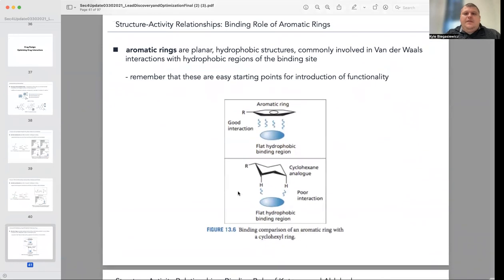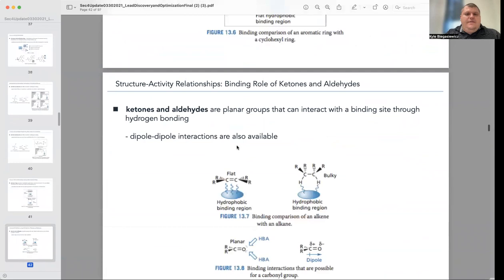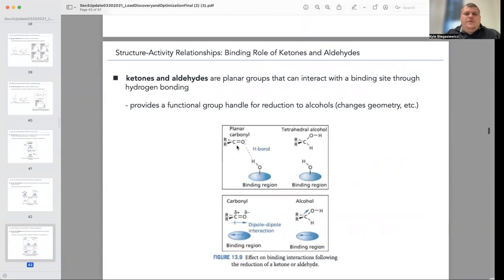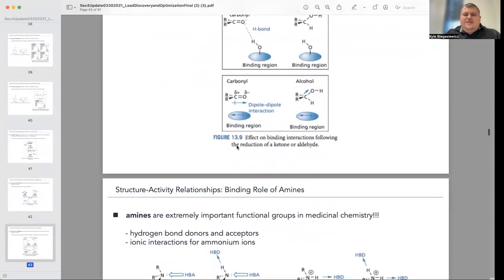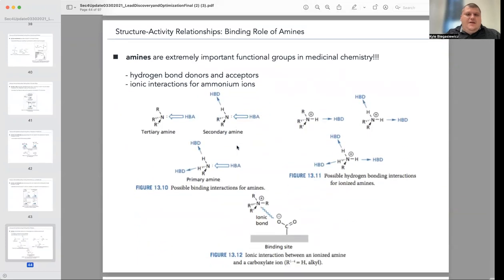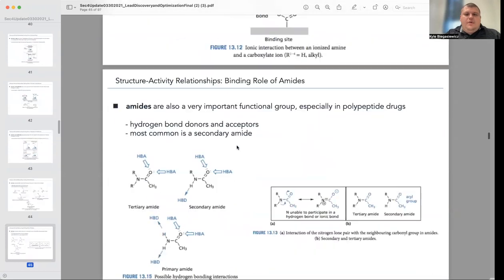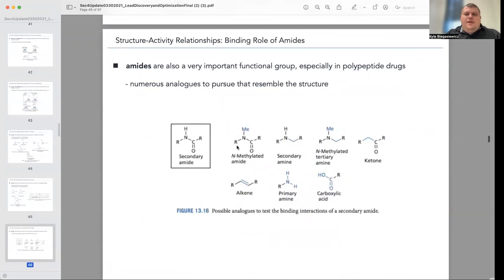41 is going to be important. 42, also important. 43, right, again, these are more functional groups, important. 44, important. 45 is important.